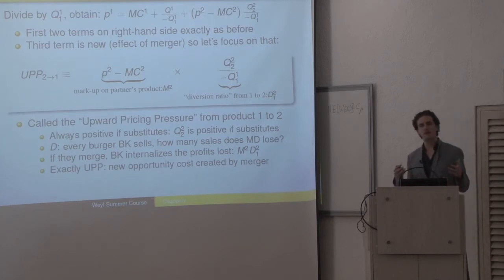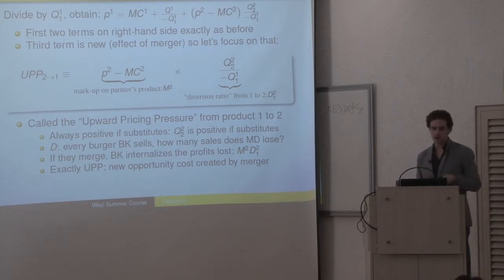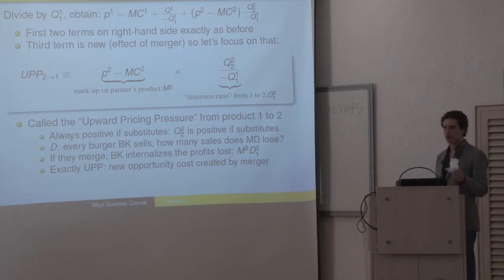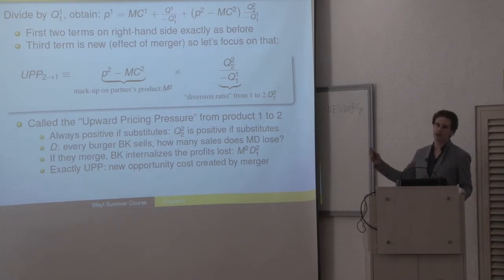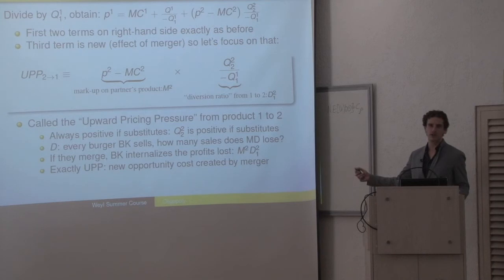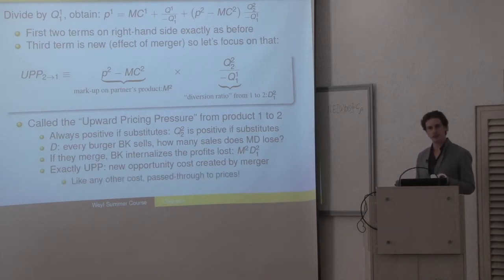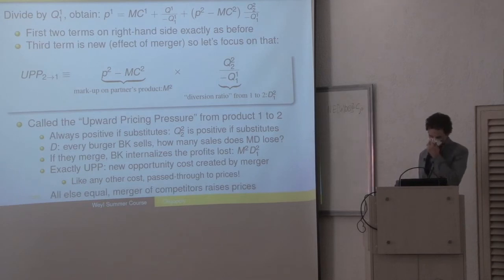If you think about it, this is basically an additional opportunity cost of me making a sale, which is created by the merger taking place, right? Because now every time I sell a burger, I have to think about the fact that my merger partner is going to lose some profits on that. And like any other cost, this gets passed through to prices, right?